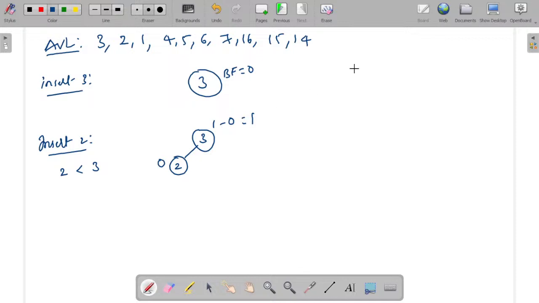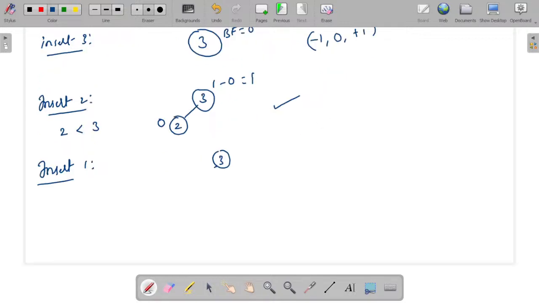And the balance factor that is allowed, we all know already, it is -1, 0 and +1. So this is the allowed range. Now the balance factor of all the nodes is within the range of -1, 0 or +1. So this tree is valid. So I can go ahead and insert into the present tree like this.